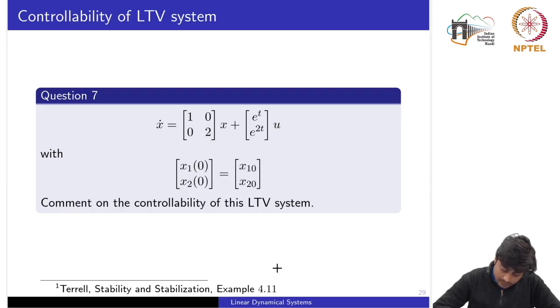So we need to comment on the controllability of this LTV system. This problem is quite interesting in the sense that for the LTV system, if we want to concretely answer the controllability of an LTV system, we need to compute the controllability Gramian matrix. So this was one way. Now, if you recall, for computing the Gramian matrix, we need to compute the state transition matrix, and a state transition matrix for an LTV system is pretty much complex. Now, fortunately, here the A matrix is a constant matrix.